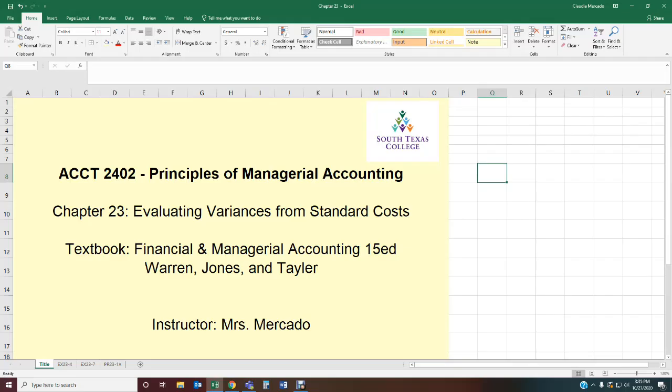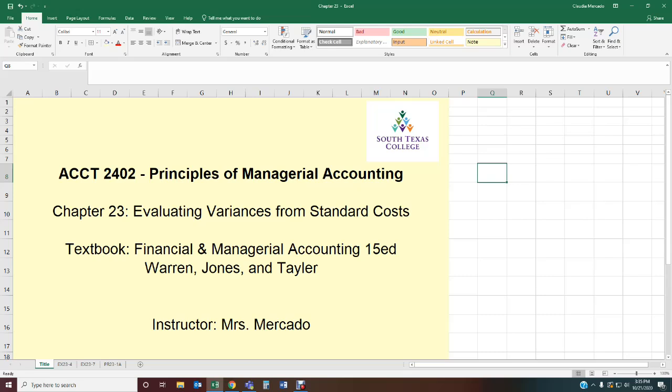Hello students, welcome back. This is the last part of the chapter 23 lecture dealing with evaluating variances from standard cost. This is a very important chapter because you are going to be seeing something similar to this on your exam, so it's very important that you understand.